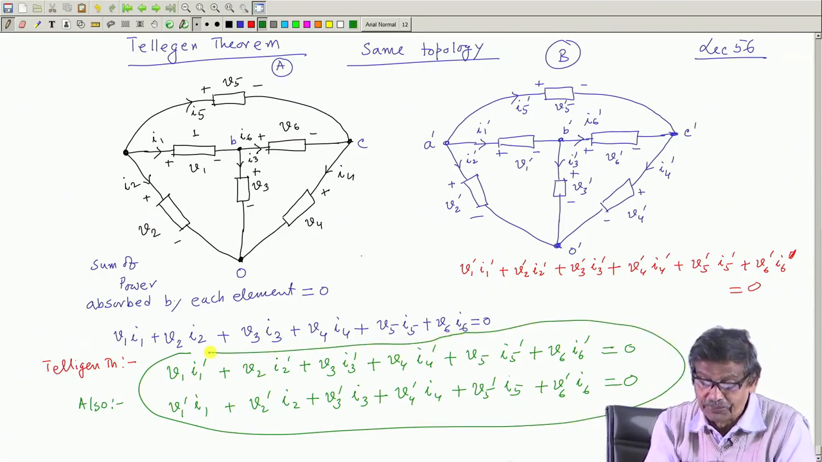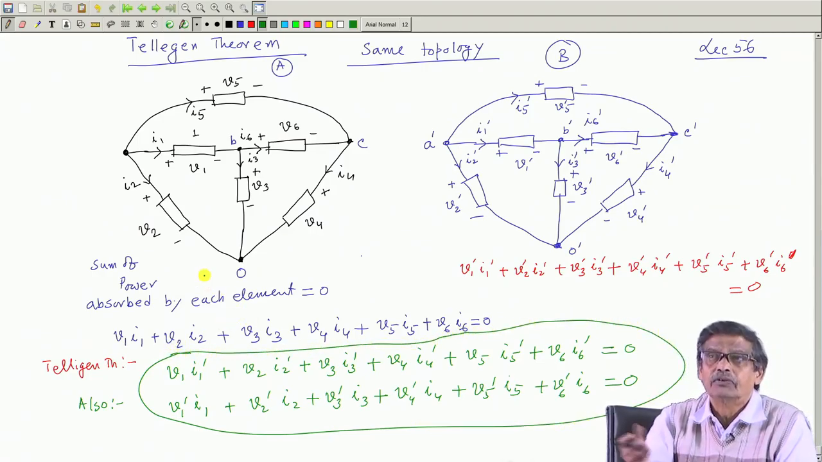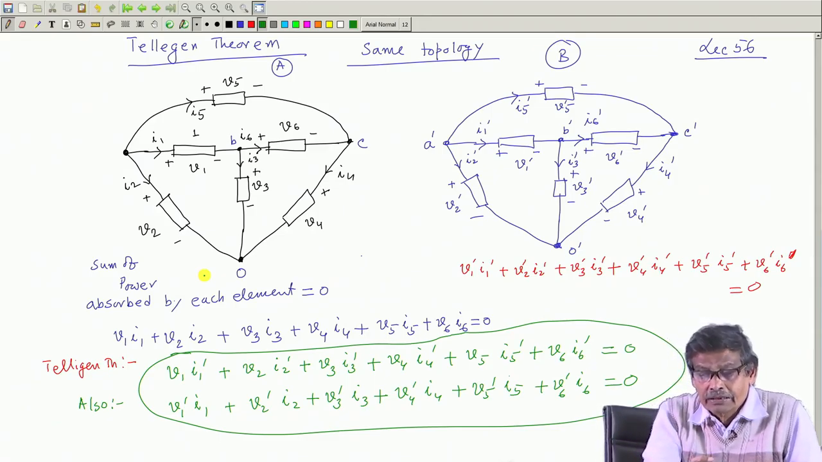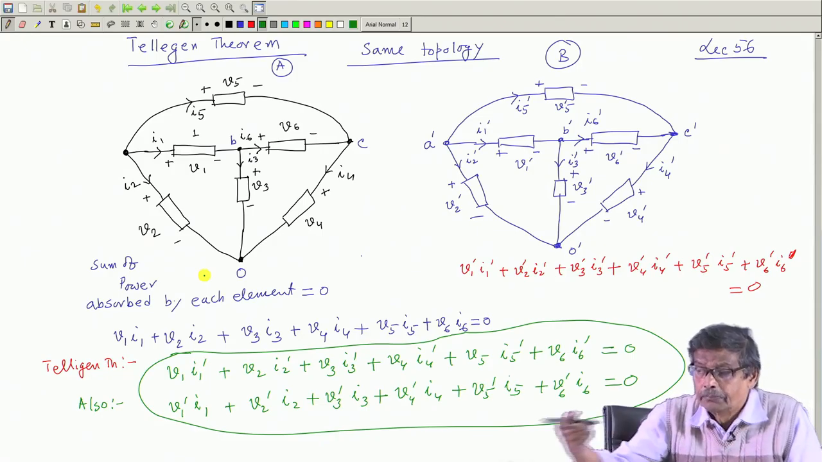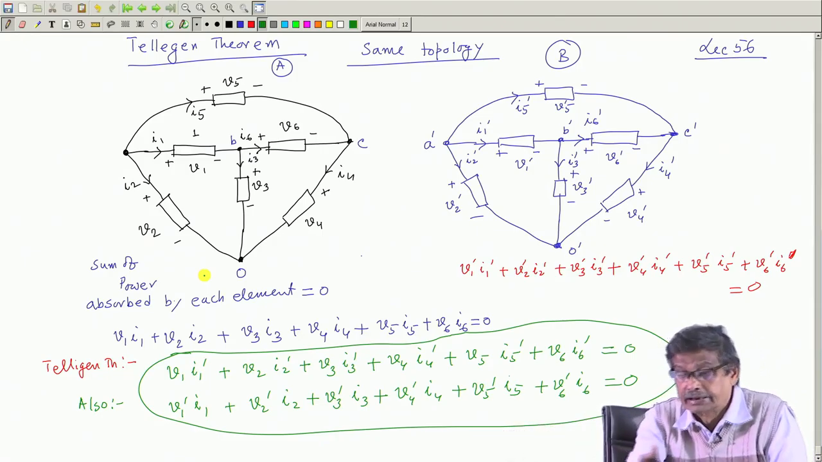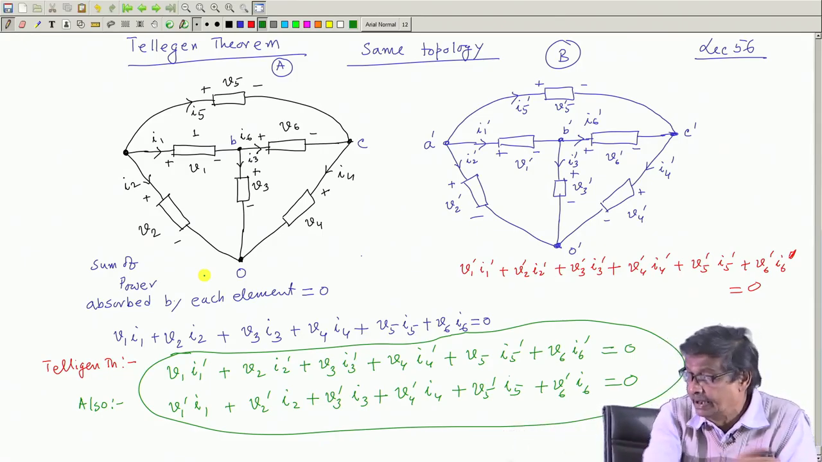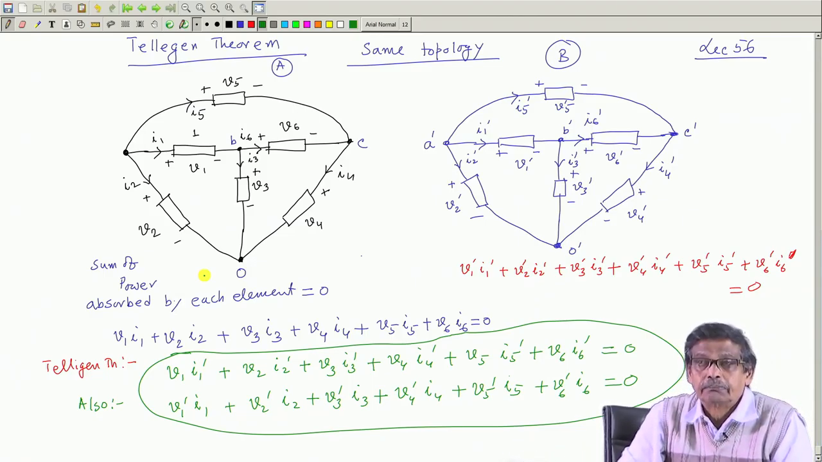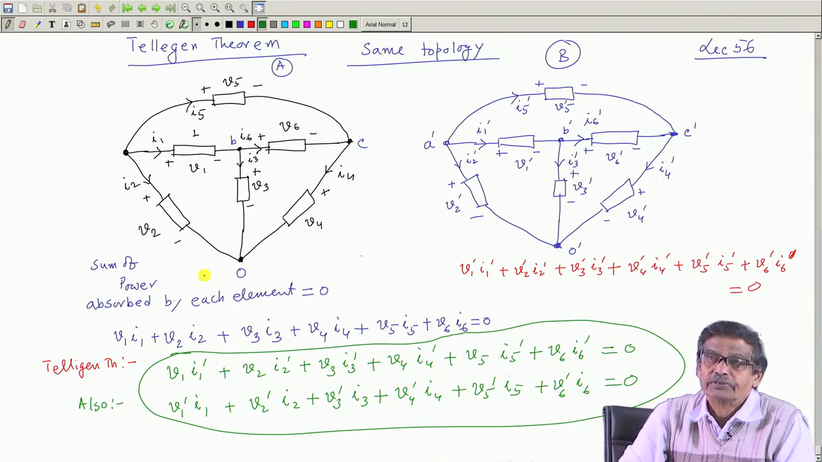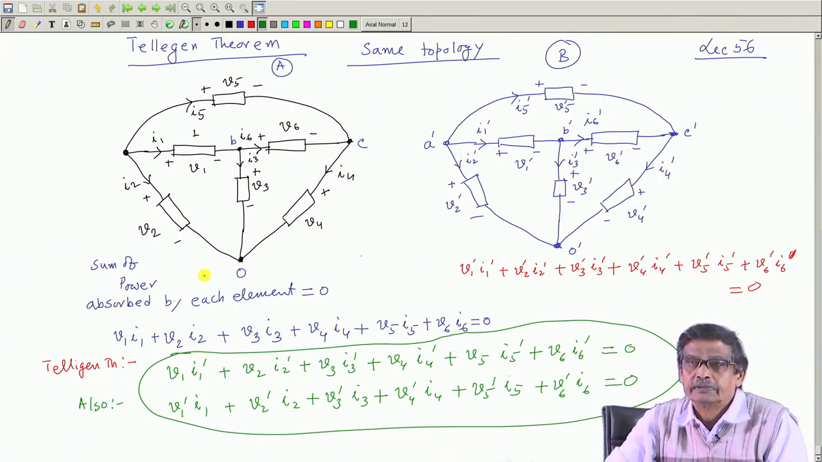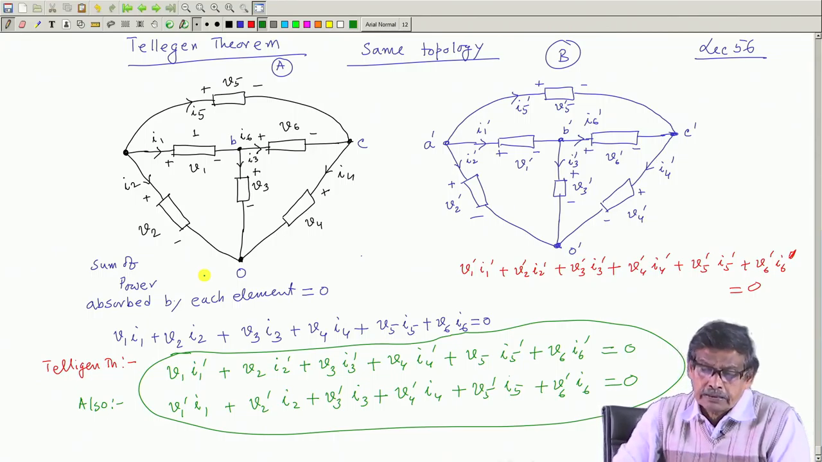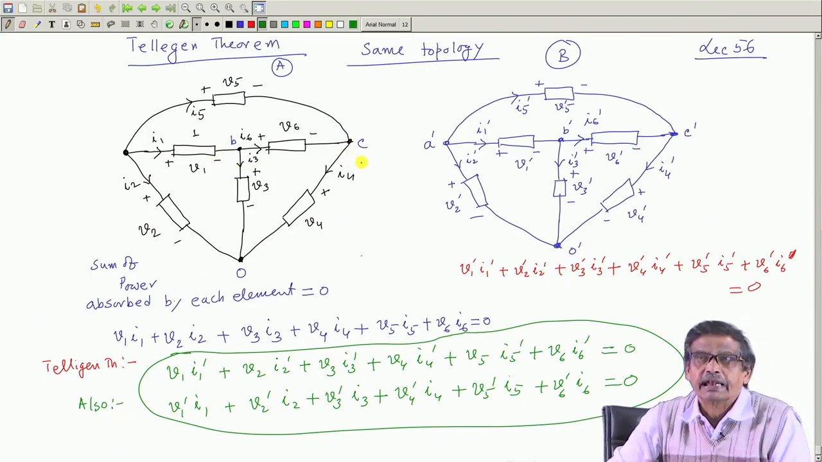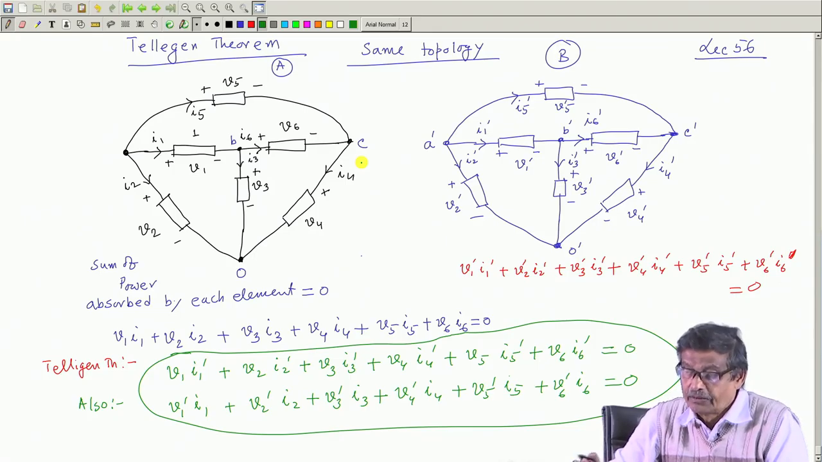The above two equations are okay, individually we know for each network it is. It looks surprising, voltage of one circuit multiplied with current of another circuit, these two have got no coupling etcetera. How does this happen? But that is what Tellegen proposed, that this has to happen. And we will try to prove it. Proof is very simple and elementary, nothing complex.